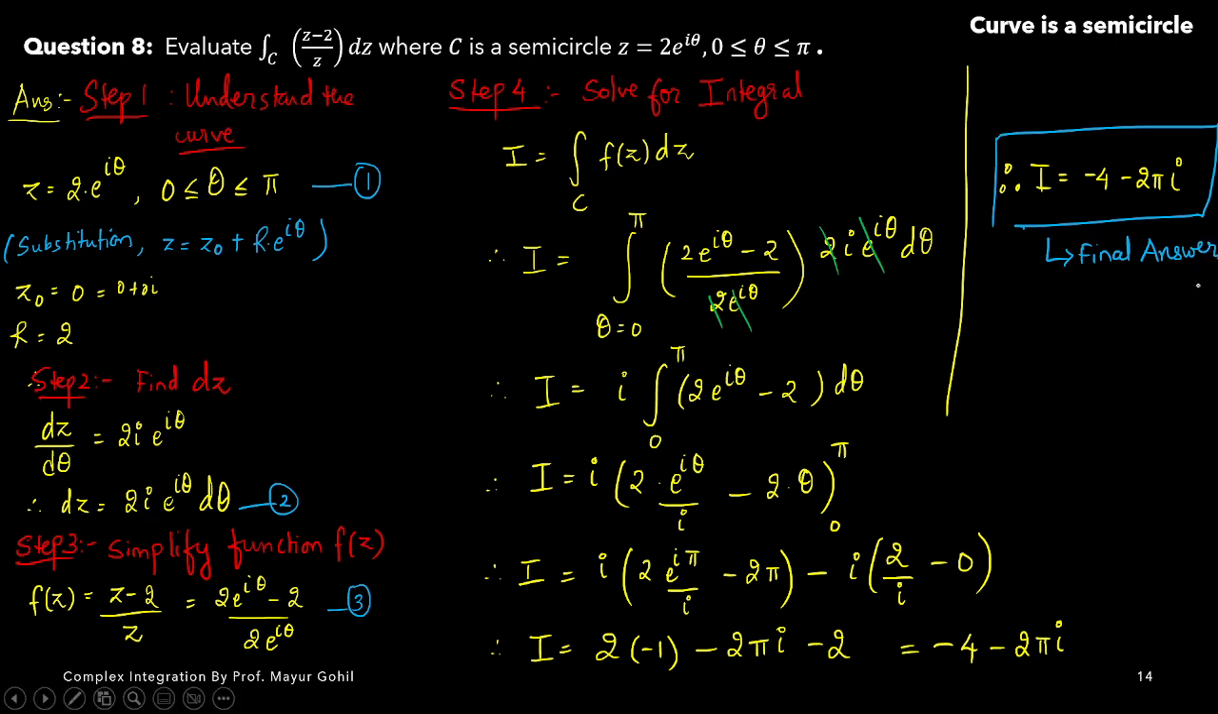So this is how it is done. Be a little bit aware of how these equations are to be handled. The main part is, once you understand the curve and the limits, things settle down. Steps are almost the same everywhere. You have to find dz, then find the function, then take care of the limits according to whatever curve is given, and then solve the integral. So this is how to solve a line integral or a contour integral when our contour is a semicircle.